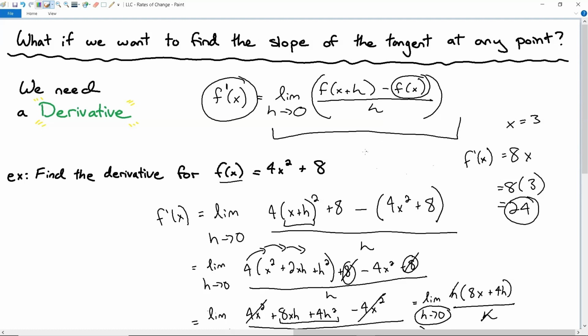So this is basically the proof, or the long way, of how we find a derivative. In the next video, I'm going to go over some rules and some tips to be able to do this in a much faster way.